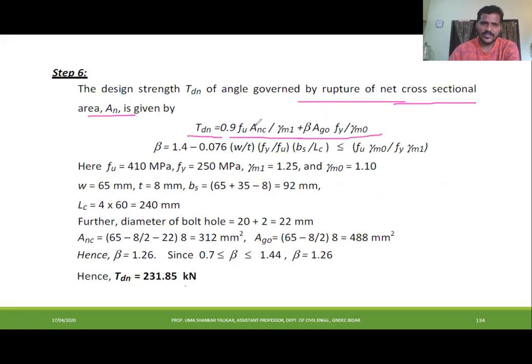Here, most important is how you will calculate Anc, Ag0 and β. Anc means the net area of connected leg. Ag0 means the gross area of outstanding leg, and β you have to calculate using this formula. Now, if you want to calculate these values, we have to see the connection diagram. Fu we know, Fy we know, γm1 is given, and γm0 we know these values.